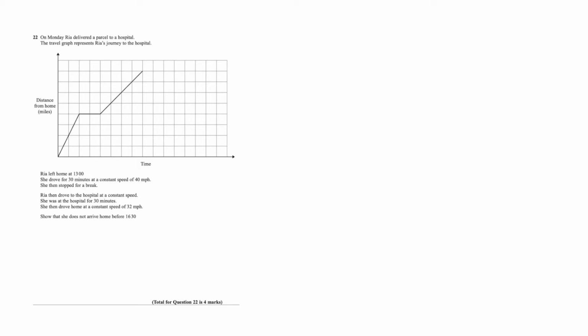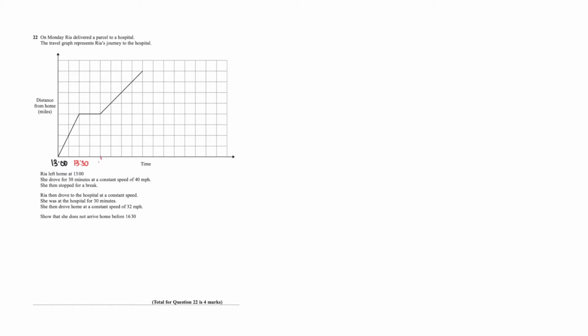She left home at 1 o'clock. So that 1 o'clock, 1300, will go there. And let's see what she's been doing. She drove for 30 minutes at a constant speed of 40 miles per hour, and then she stops for a break. So if she drove for 30 minutes and she stopped, you can see that she clearly stopped here, which means that this has to be 1330 there.